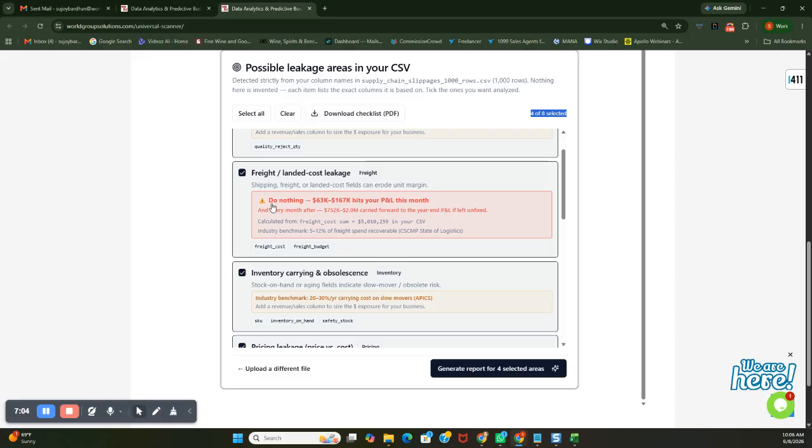If we do not address the loss, we could go up to between 63,000 and 167,000 in loss for this month. So it's crazy, right? It's alarming. This is where I want all of you to take a look. You have to see where you are. Right now we are on the 6th of August. We still have roughly 20 days.